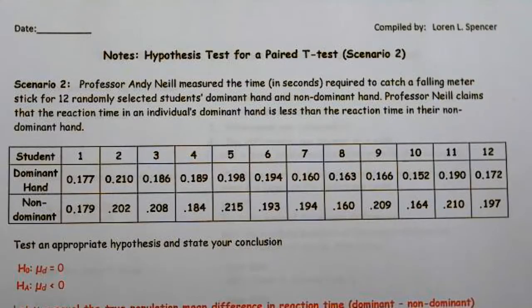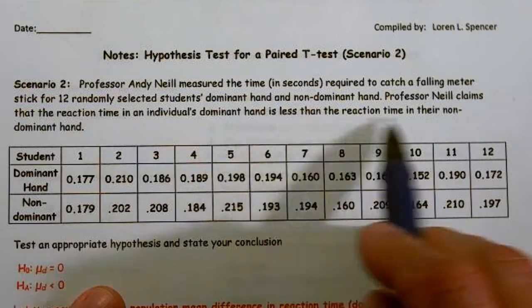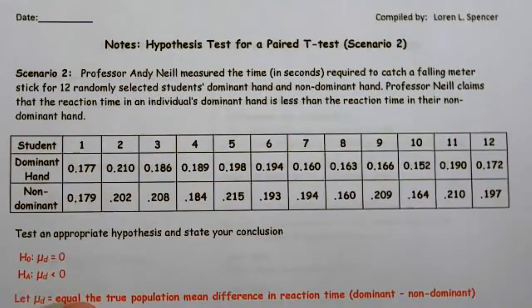Okay, this is paired test scenario 2. Professor Andy McNeil measured the time in seconds required to catch a falling meter stick for 12 randomly selected students, dominant hand and non-dominant hand. Professor McNeil claims that the reaction time in an individual's dominant hand is less than the reaction time in their non-dominant hand. So he's saying that dominant hand is less than a non-dominant. Test an appropriate hypothesis and state your conclusion.